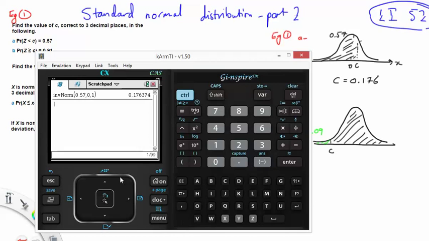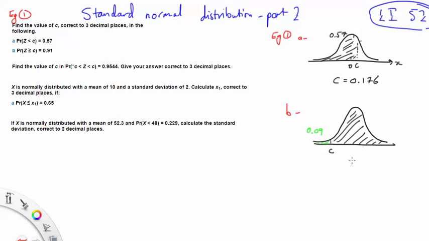So let's go back, let's grab our inv norm, and let's change it from 0.57 to 0.09, and we should get something about negative 2 point something, I reckon. Negative 1.341. There we are. So C equals negative 1.341. So there's the mean, there's negative 1, so it's about there. Negative 1.341 is our C value.